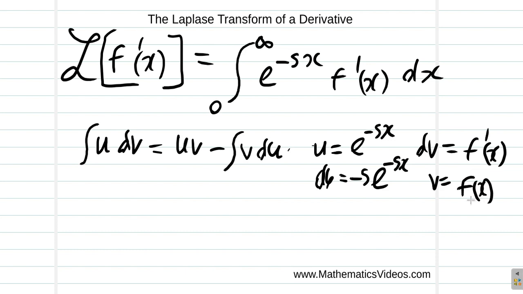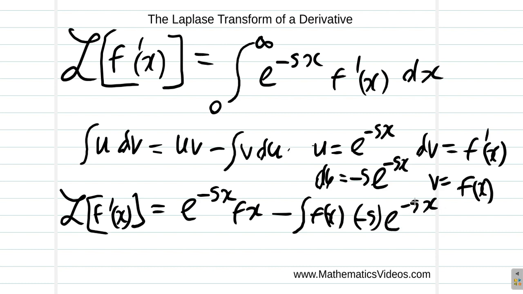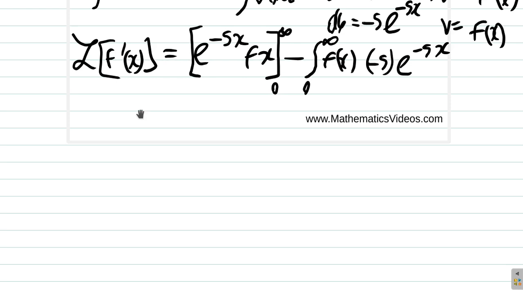All right, good. So, what we have here as the Laplace transform of f prime x is going to be u, which is e to the negative sx, v, which is f of x, minus the integral of v, which is f of x, du, which is negative s e to the negative sx. Now remember, you're going from 0 to infinity. So, for this first part, you're going from 0 to infinity. For the integral, you're going from 0 to infinity. All right. So, let's see what else happens here.